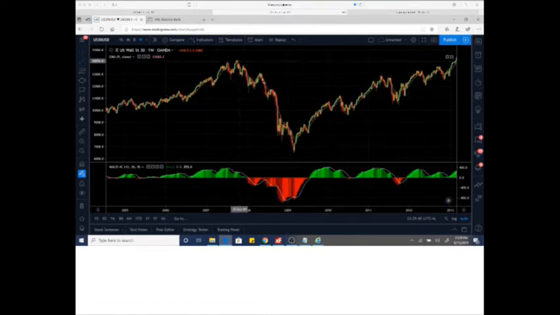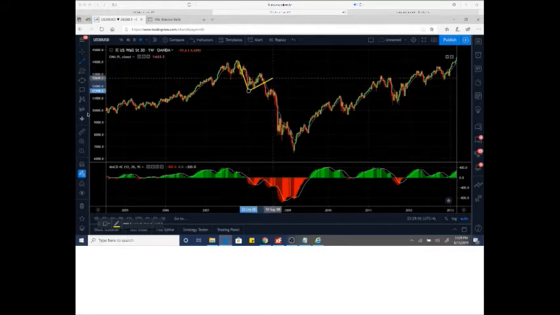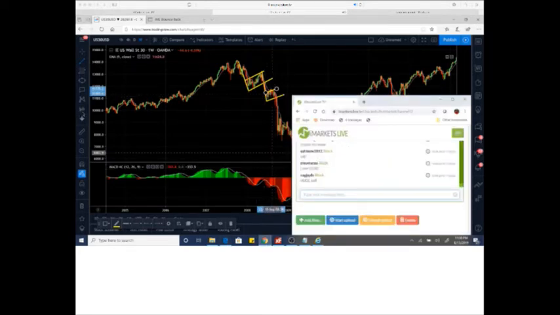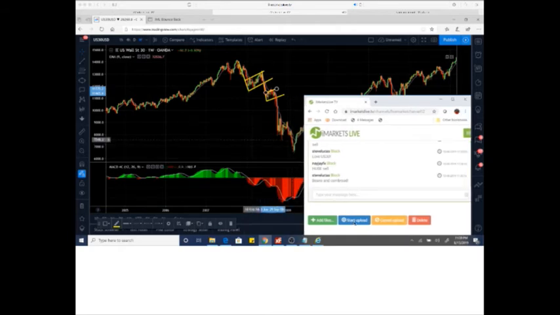What's this? Right? We have an impulse. We have a flag. We have a continuation. We have another flag. What happened after this flag? What came next after this flag? What came next after that flag? If I go back to the 3-hour time frame, after this flag, what came next? Big sell. Big drop.